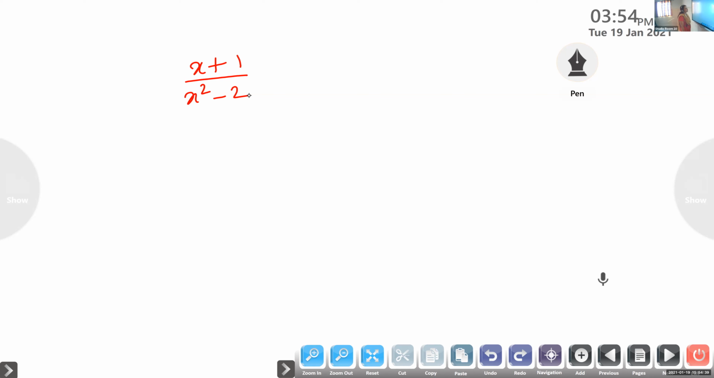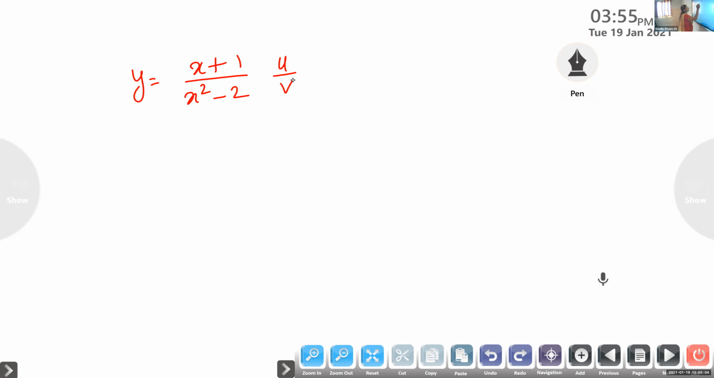The function is y is x plus 1 by x square minus 2. Now look here, we have a quotient of functions. Numerator is there and denominator is there. So we can take it in the form of u by v, numerator and denominator.